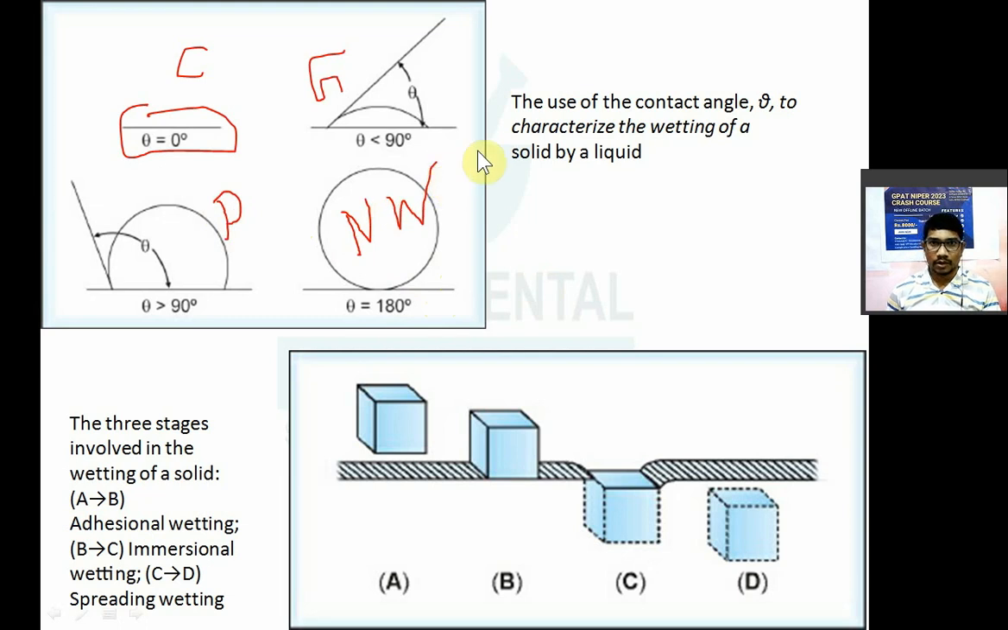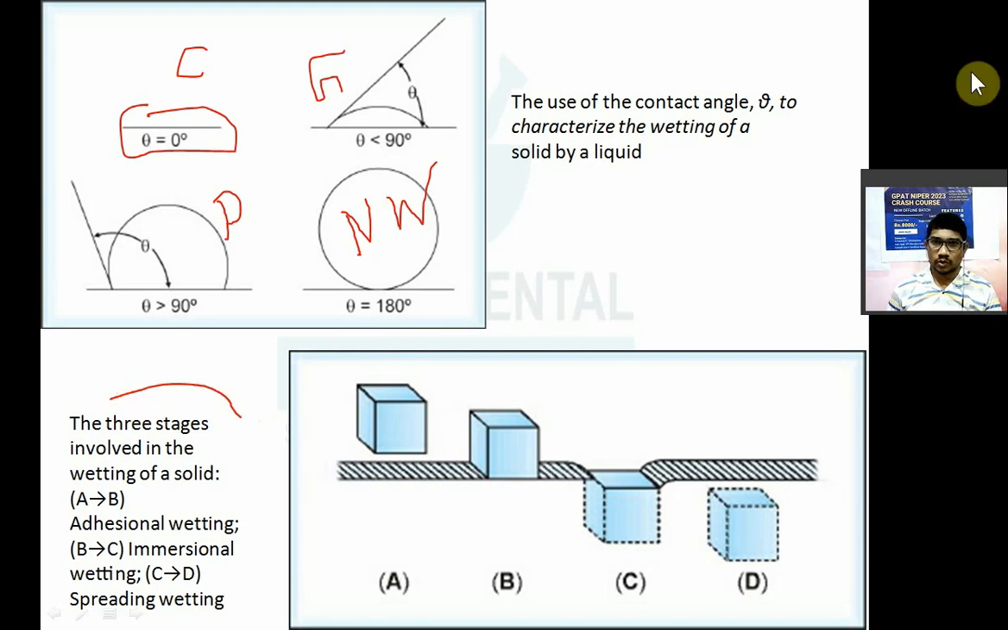याद रखना है. The use of contact angle to characterize the wetting of a solid by liquid. Complete wetting angle is 0. Good wetting less than 90, poor wetting more than 90, and if it is 180, it is a non-wetting solid, right? There are three stages involved in the wetting of solid. कैसे wetting होता है देखो.